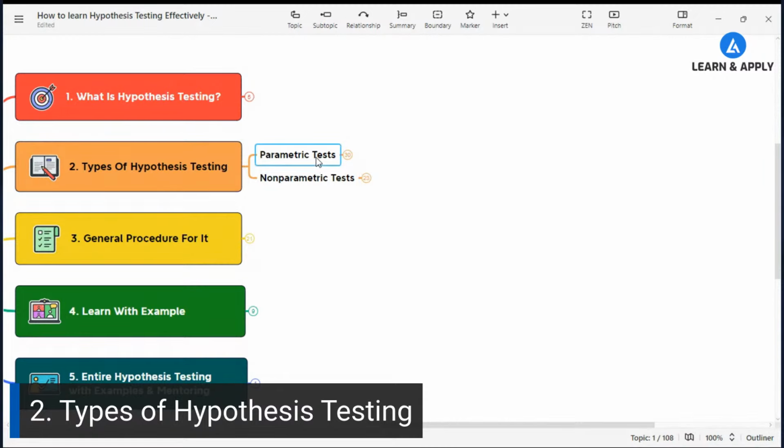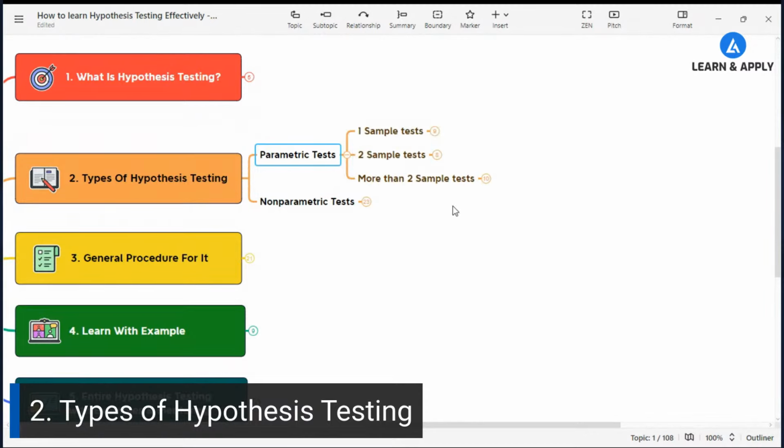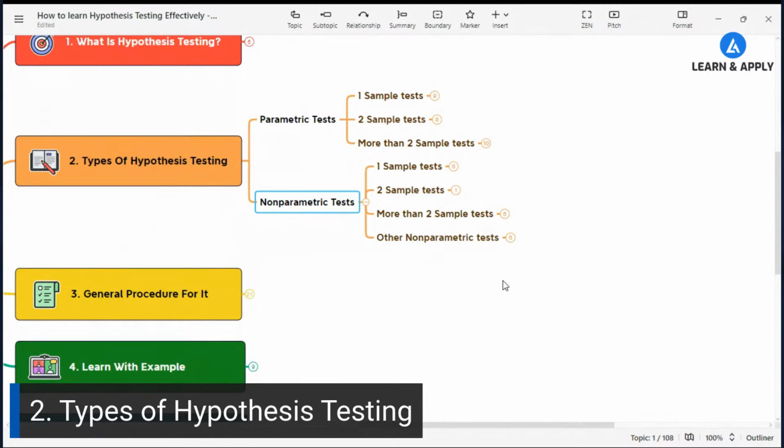Parametric tests have more power compared to non-parametric tests. Again, I don't want to make it complicated, but let's understand here. There are mainly two types of hypothesis testing: a parametric test and a non-parametric test. Parametric tests, again, we can divide into three categories. And similarly, non-parametric tests also we can divide into three categories, like one sample test, two sample test, and more than two sample tests.